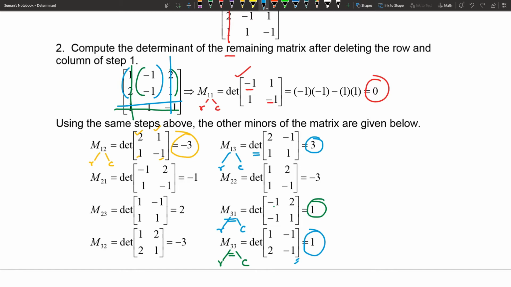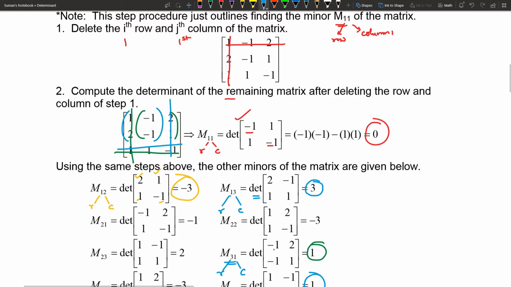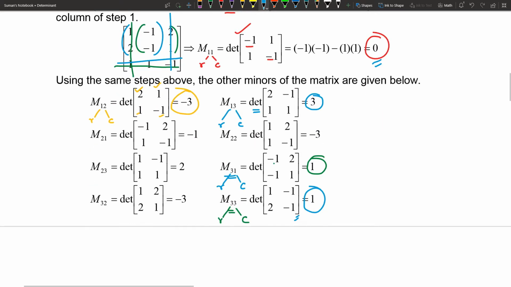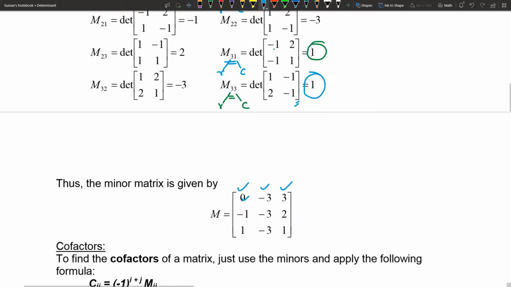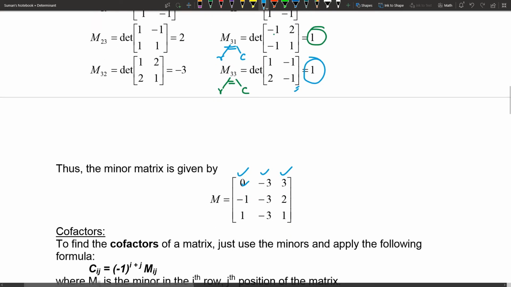So finally, whatever minors we have found according to the position: M11 is 0, M12 is minus 3, M13 is 3, and then M21.